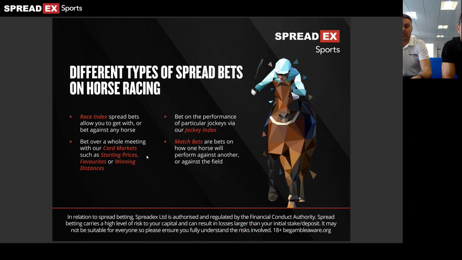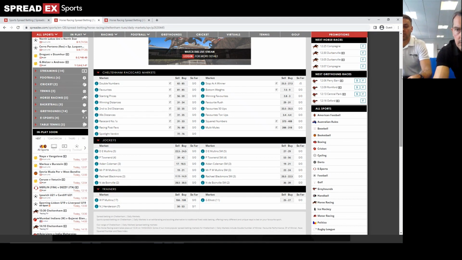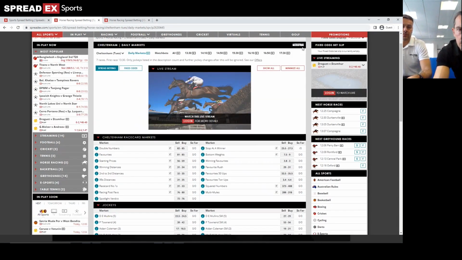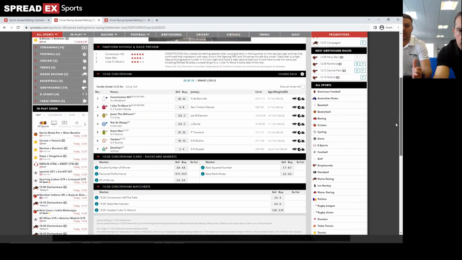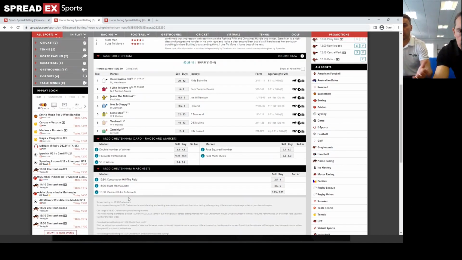We also offer match bets, and that is how one horse will perform against another or against the field. Today at Cheltenham, we've got 3 or 4 match bets in each race. They're determined by us, the match bets. We will choose them, and then you can decide how you'd like to play. For example, we've got Constitution Hill against the field in the Champion Hurdle, State Man against Vauban.